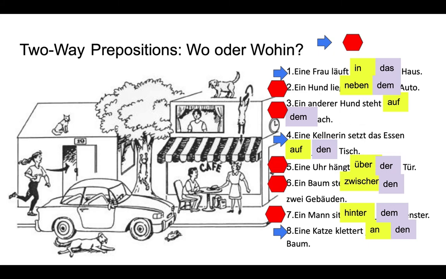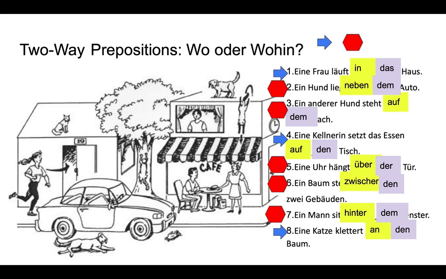Nummer 6, ein Baum steht zwischen den zwei Gebäuden. The tree is between the two buildings. If you weren't sure if Gebäuden was plural, I tried to help you out by giving you zwei Gebäuden. Tree's just standing there. It's not going anywhere. So den Gebäuden, dative plural, is the correct choice.